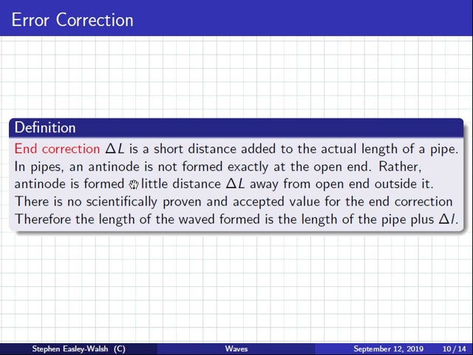There's a lot here. I don't really think you need the full definition or explanation here. End correction is a short distance added to the actual length of a pipe. And why do you do that? Because in pipes the antinode is formed.